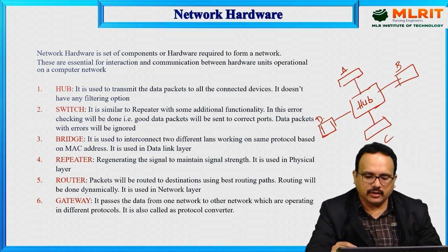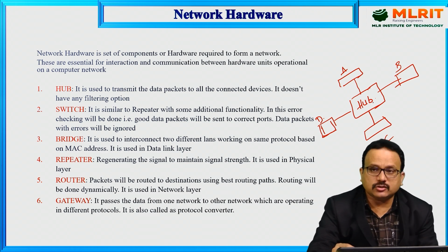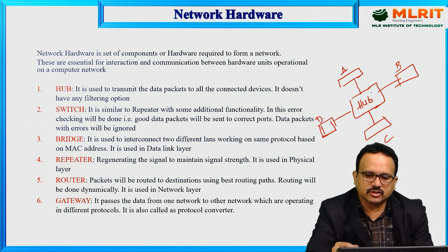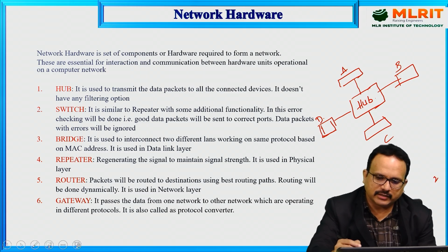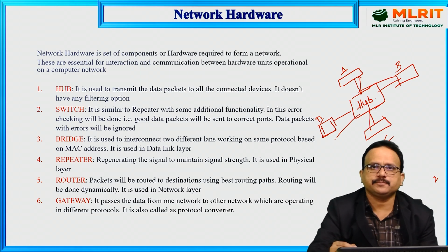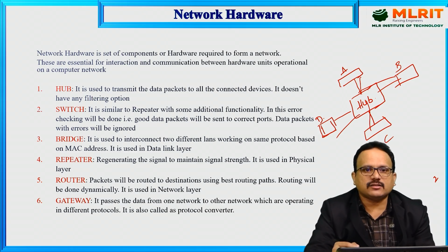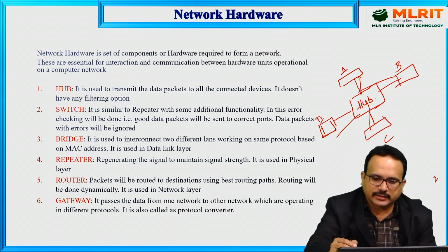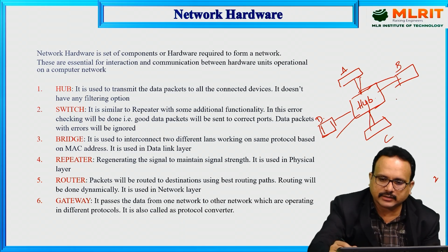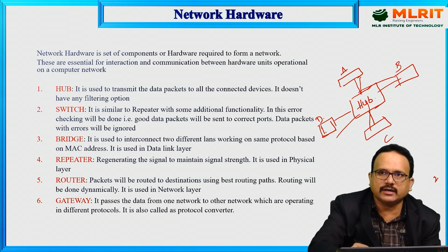If the data is received by this hub, what this hub does is that it transmits the data to A, B, C and D. It is going to transmit the data in the form of packets. So the data transmission will be taking place in the form of packets. That is what it is used for: to transmit the data packets to all the connected devices. What are the connected devices here? A is one of the connected devices, B is another connected device, C is another, and D is another connected device.